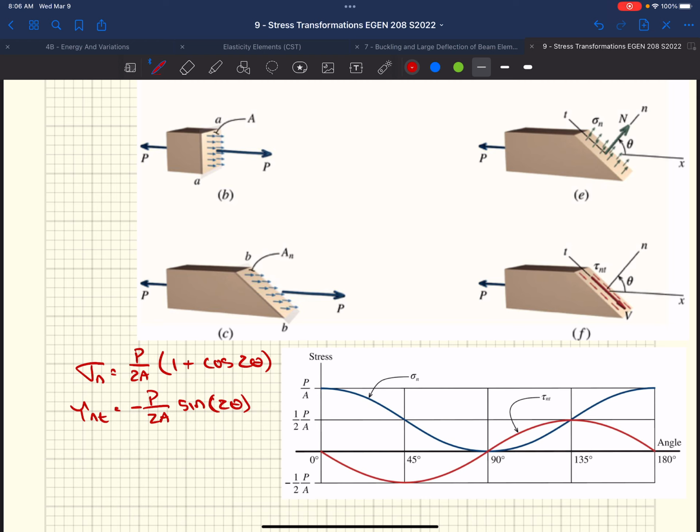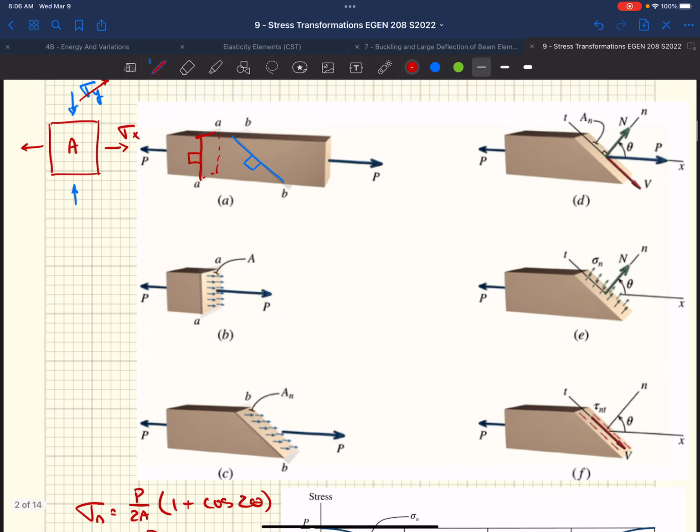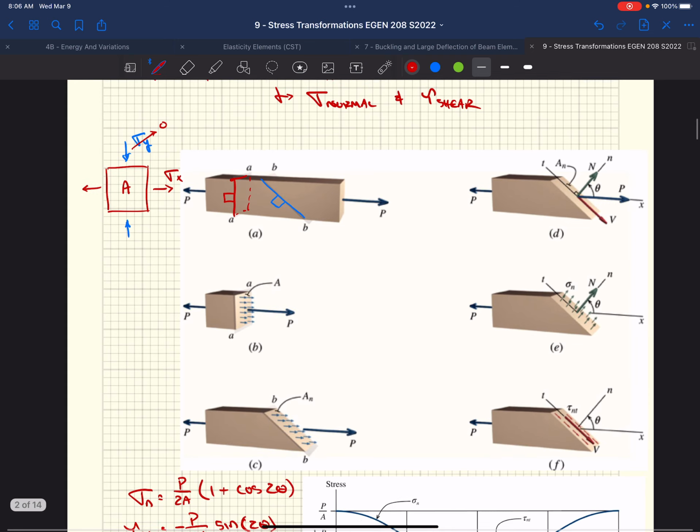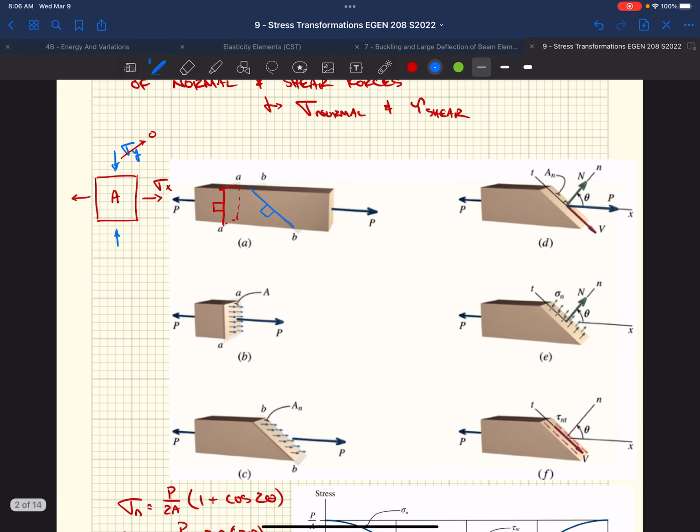Well, we were only looking at one surface, the X face. So when we changed orientation and looked at B, we might do something like this. We were saying, okay, we got some sort of normal stress, sigma X. We got some sort of shear stress, tau XY, right? Shear force on the X face in the Y direction.